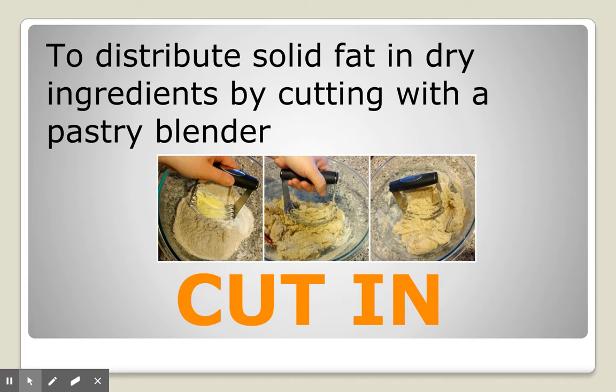Next we have cut in. This means that you're going to distribute the solid fat, so like a shortening or butter, in dry ingredients by cutting it with a pastry blender. You can also do this with a couple of forks, but it does take longer.